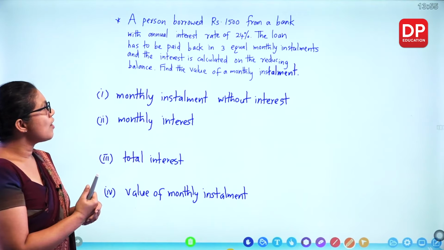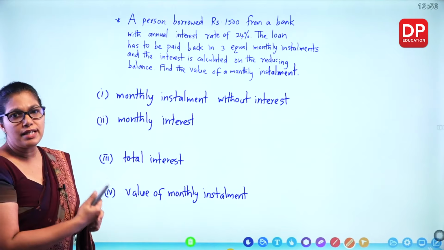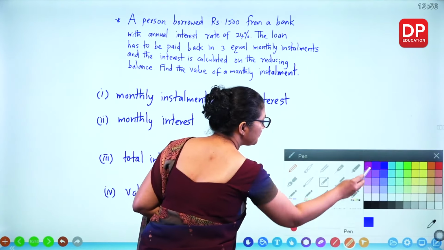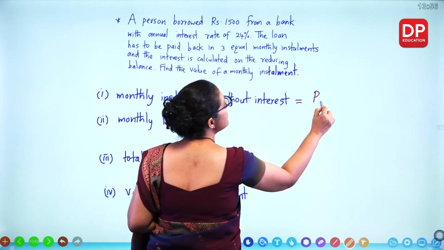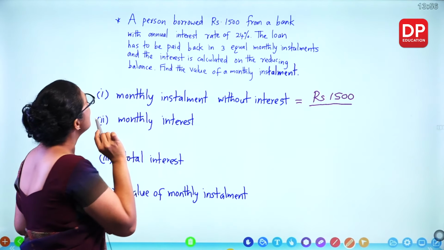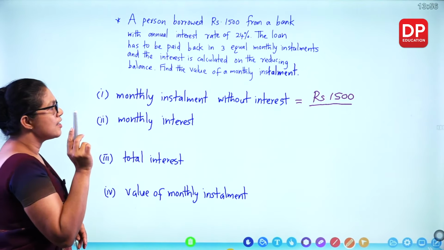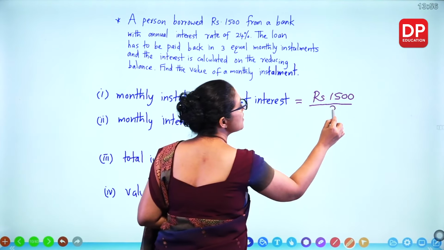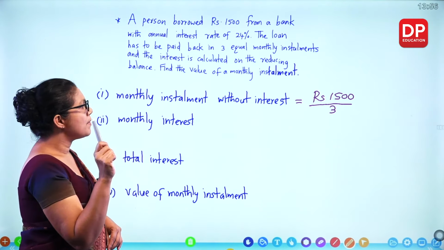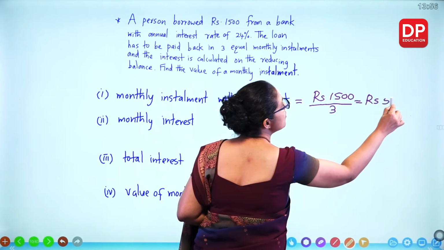So first, you have to calculate the monthly installment without the interest. What's the borrowed money? 1,500, and you are paying that with 3 equal monthly installments. So we can divide by 3 to get the monthly installment without interest. What's the value? You get 500 rupees.